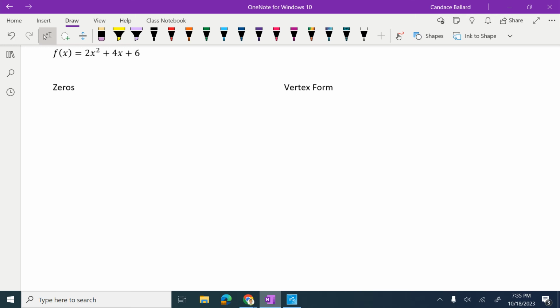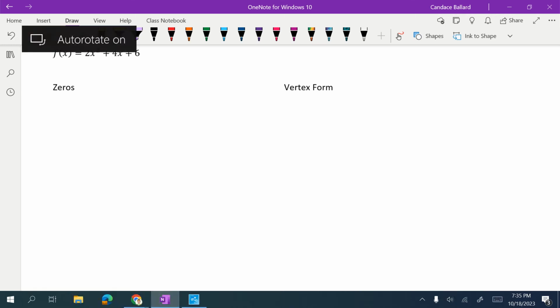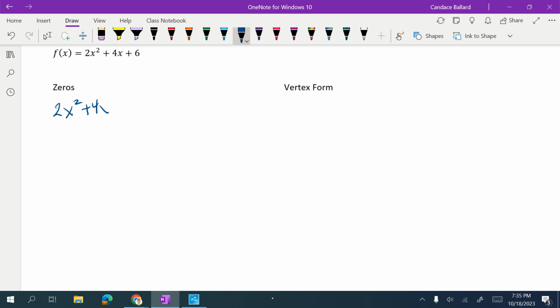Video, we're going to find the zeros in the vertex form of f of x equals 2x squared plus 4x plus 6. So to find zeros, the first thing I'm going to do is set the function equal to 0. And typically, if I have a leading coefficient like that, I like to start by taking out a greatest common factor if I can. So it looks like 2 is the greatest common factor, so I'm going to divide by it. So we've got x squared plus 2x plus 3 equals 0.